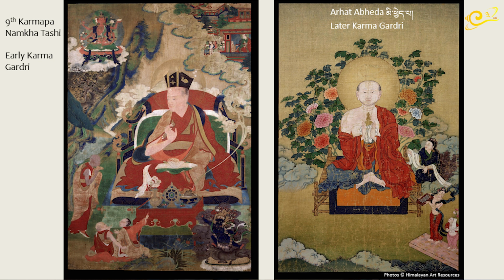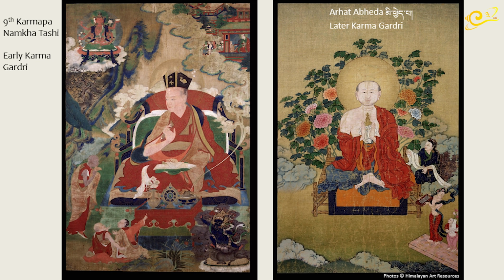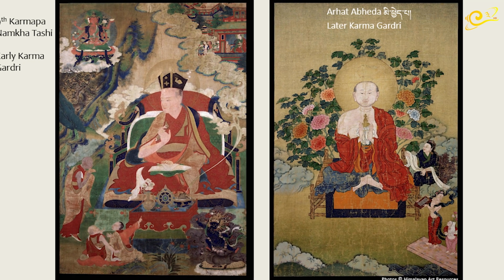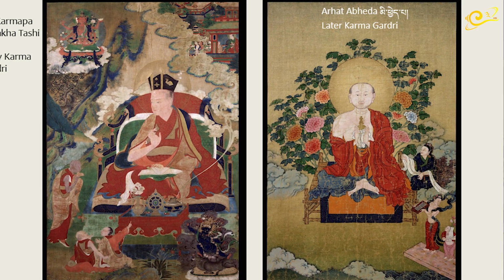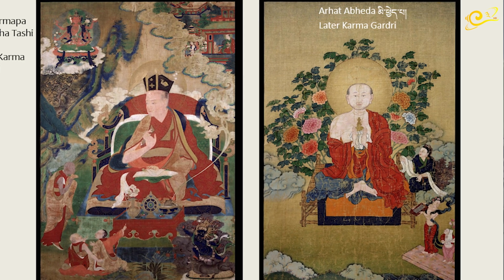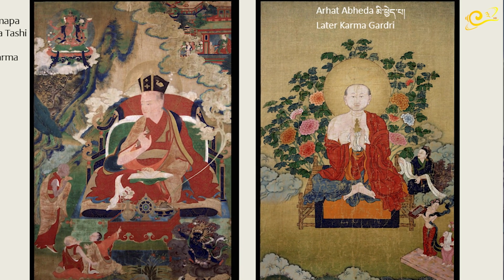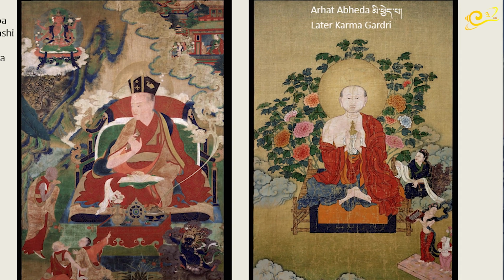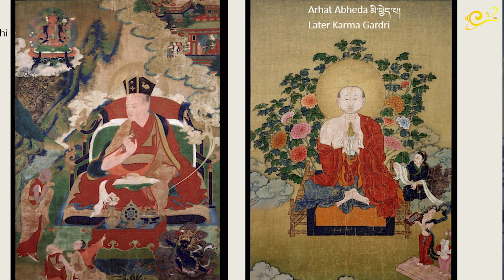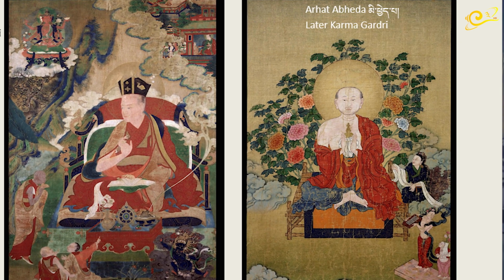And then later Karma Gardri. Here is Miche Pa, one of the Arhats, one of the Neten Chudrug, and he's holding in his hands the stupa. Look at how much empty space there is around on the canvas. It's so open, and it looks very different from most of the works that are made in central Tibet and in Bhutan.